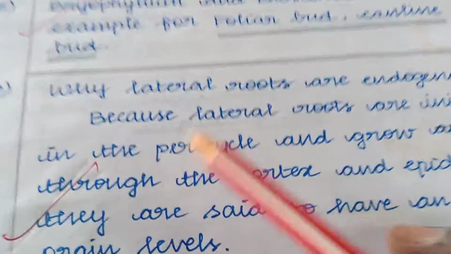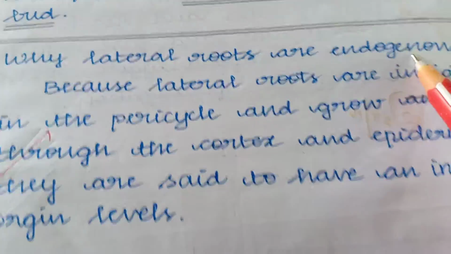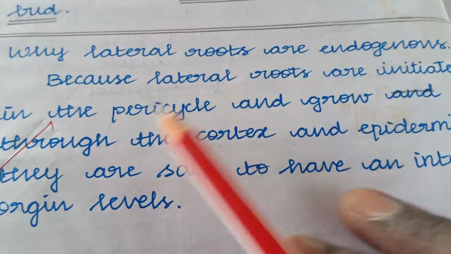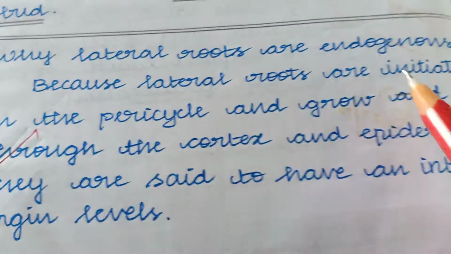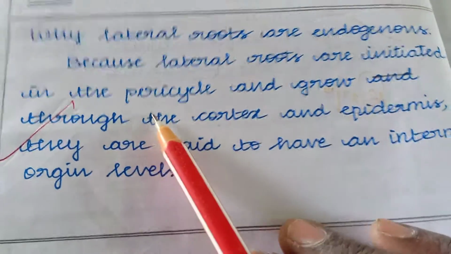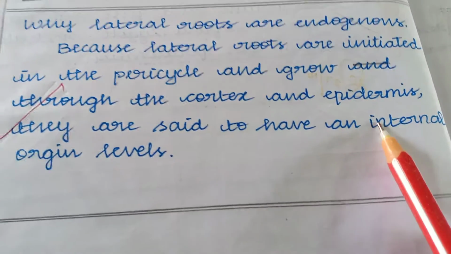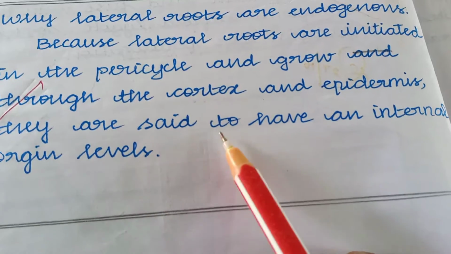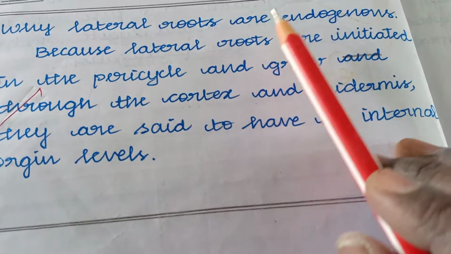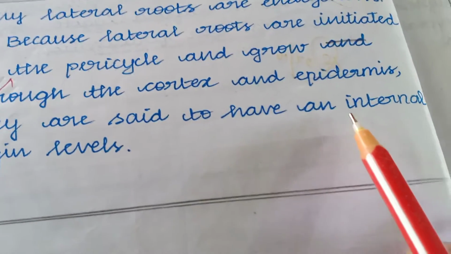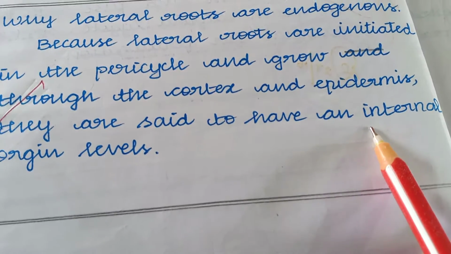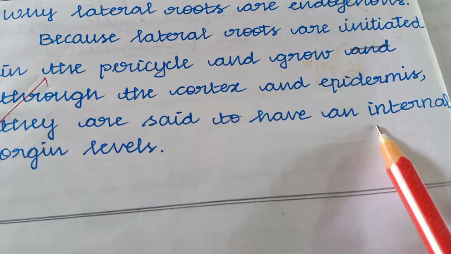Now let's move with the sixth question. Why lateral roots are endogenous? Because lateral roots are initiated in the pericycle and grow through the cortex and epidermis. So they are called endogenous because they have their origin from internal levels.